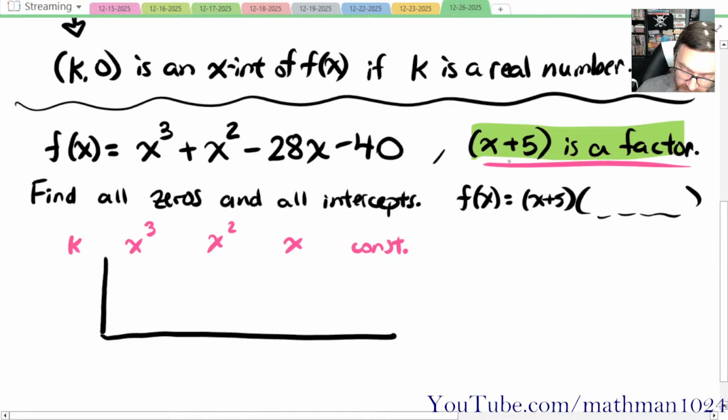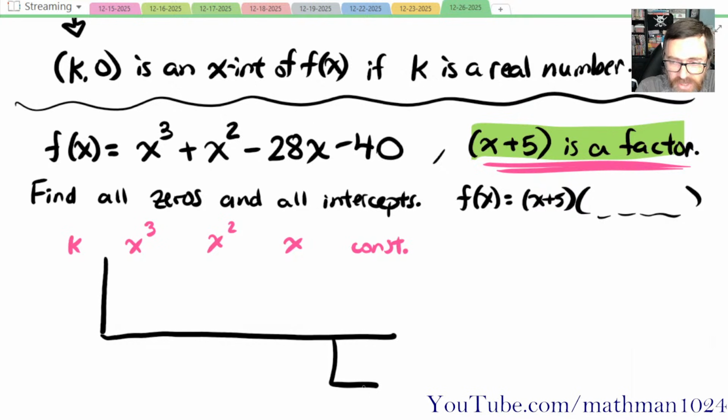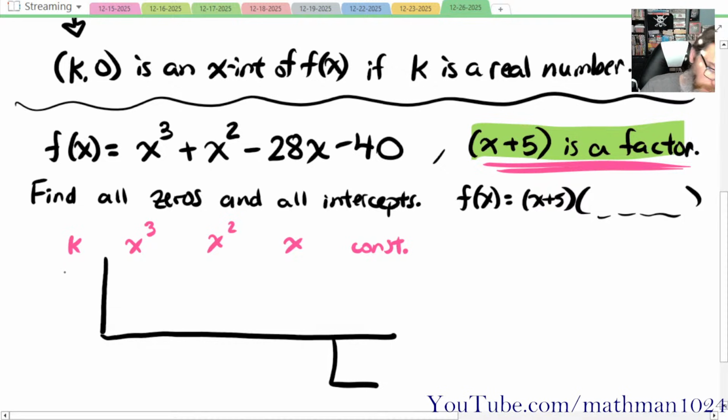Now, since I'm saying that x plus 5 is a factor, that means that for my remainder, I better have 0. If I don't have 0, then something's wrong. That means either you made a mistake or I made a mistake when I created the problem and typed it up. All right, so since I'm telling you that we have x plus 5, when I identify the k value, it's going to be the opposite of what I see, so I'll use a negative 5 here. The coefficients, I've got 1x to the third, 1x squared, negative 28x, and negative 40.